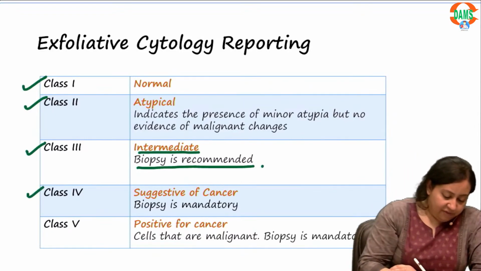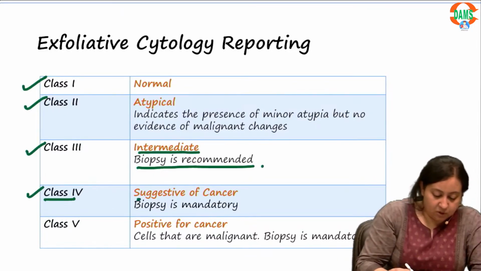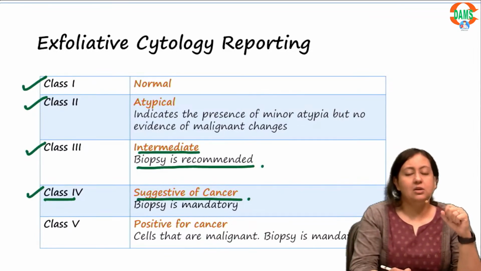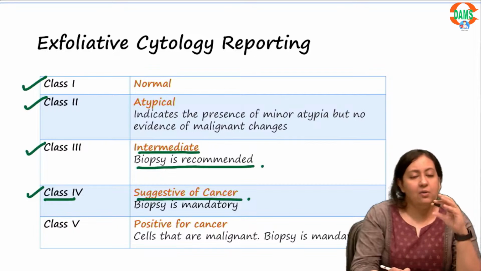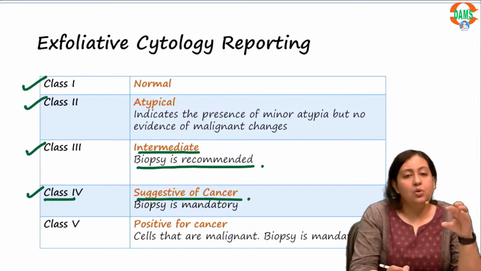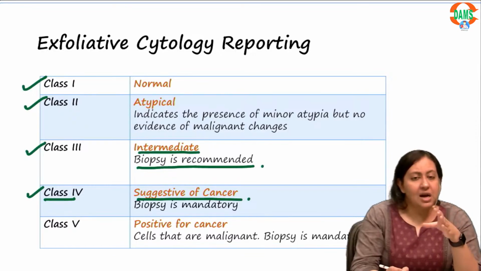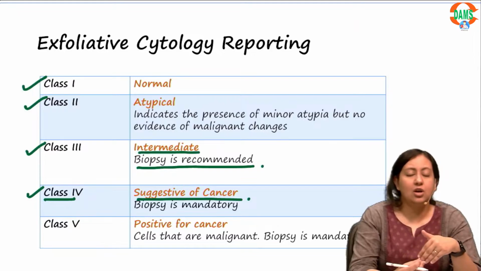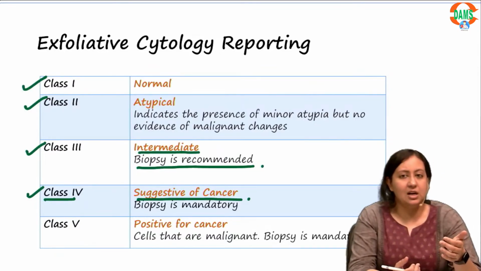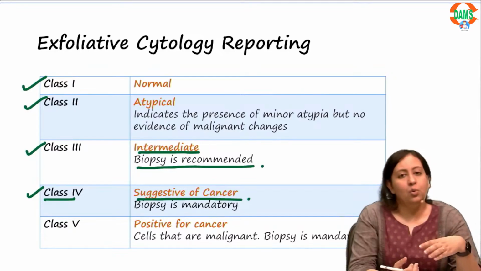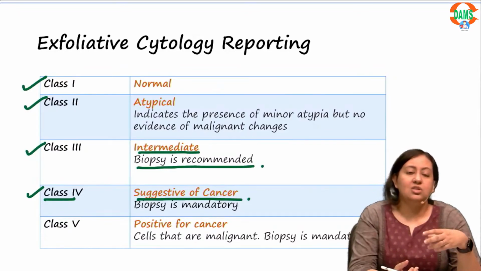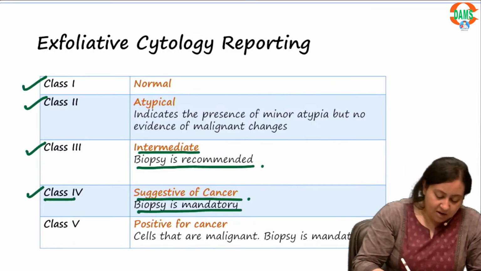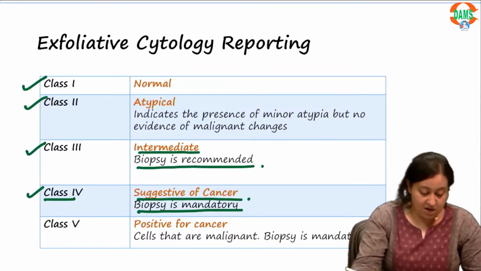In class 4, it is reported as suggestive of cancer. So when is it reported as suggestive of cancer? When you can see a few cancer cells and a few cells showing dysplastic or borderline cancer-like changes. There you cannot completely say that all of them are malignant. Few may be malignant and few may be borderline. So, suggestive of. That is why biopsy becomes mandatory in class 4.